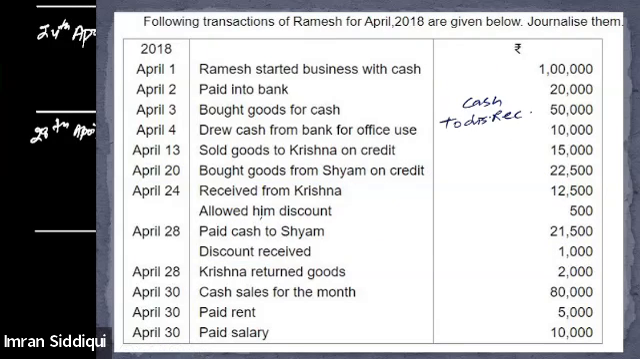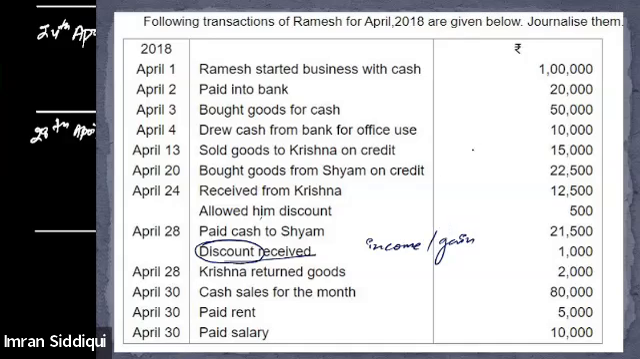Sir, it's clear. So the discount should be increased or decreased? Like, what is happening there? See, discount received is a kind of income. Discount received is a kind of gain for us. It is a kind of gain. Not exactly an income, but we will treat it as an income, or we will treat it as a gain.